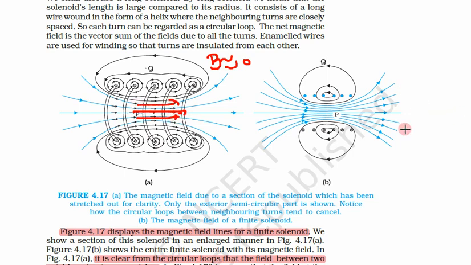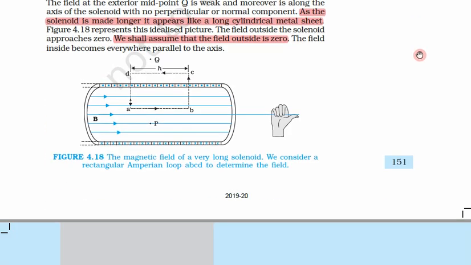So in this case we have assumed that the solenoid is like a round metal sheet, forming a cylinder kind of structure, and this is very lengthy, and because of its length the field inside is parallel and the field outside is 0. So this is the assumption: field outside is 0, field inside is parallel. Solenoid is long, field outside is 0, inside is parallel to the axis.